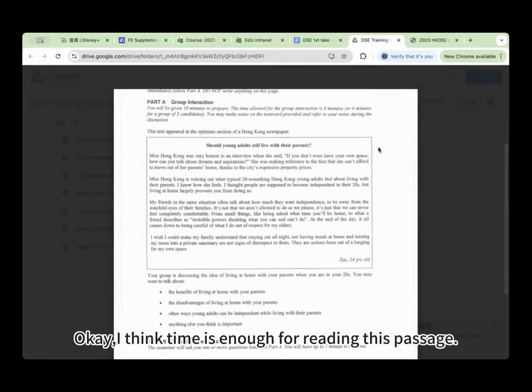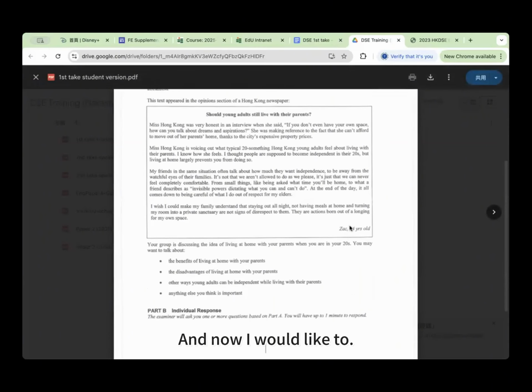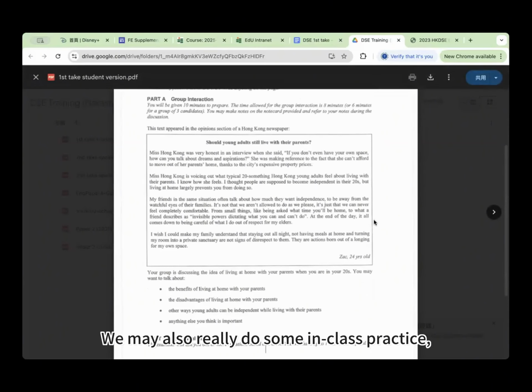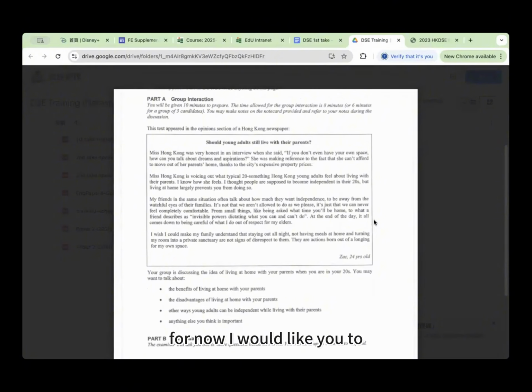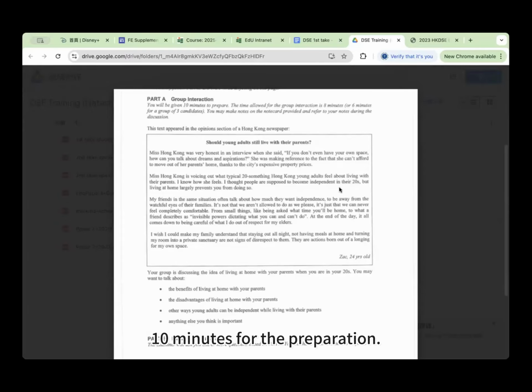Okay, I think time is enough for reading this passage. And now we may also do some in-class practice. For now, I would like you to pretend that you are really in the examination room. You're going to prepare for this discussion later on. As you know, you'll have 10 minutes for the preparation.